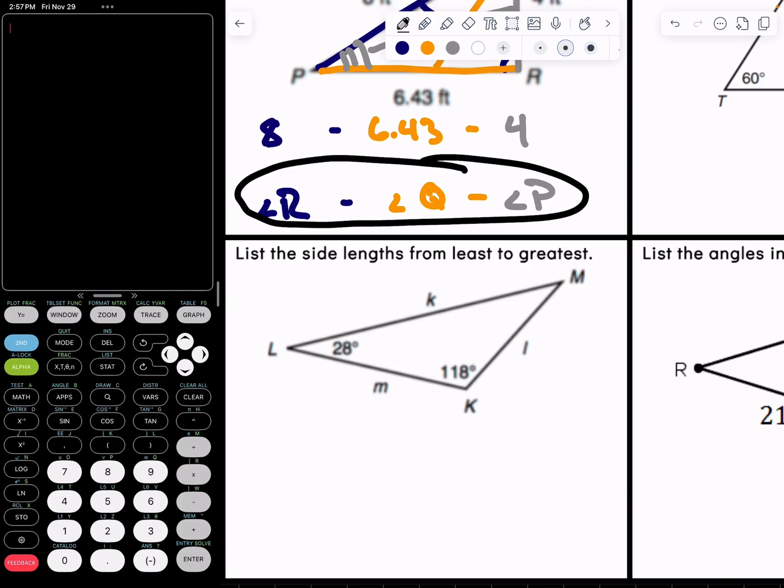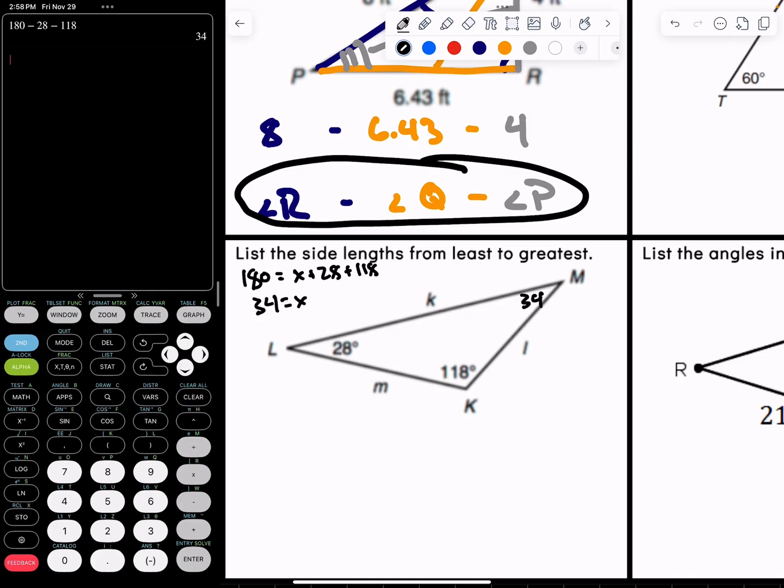This one I've got to do a little bit of work because I'm not given my third side length, or my third angle, excuse me. However, because I know a triangle is made up of 180 degrees, 180 equals x plus 28 plus 118. So I can take 180 and subtract 28 and subtract 118 to give me 34 equaling x. So I can replace this question mark with 34. Let's go ahead and erase that, 34.